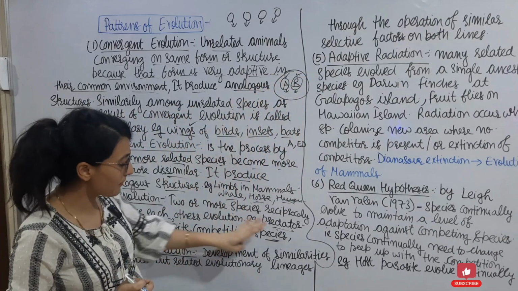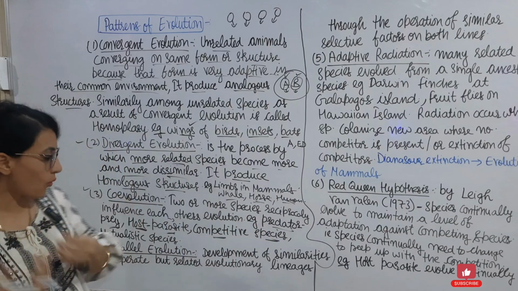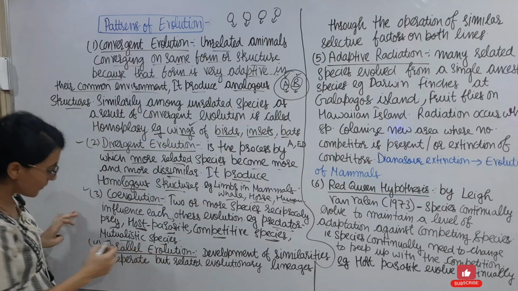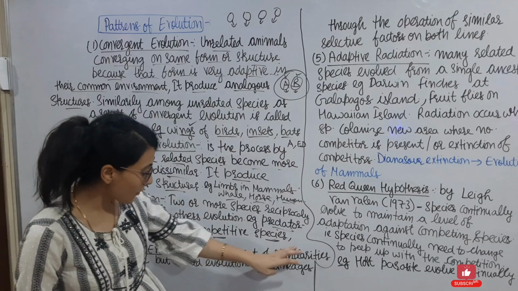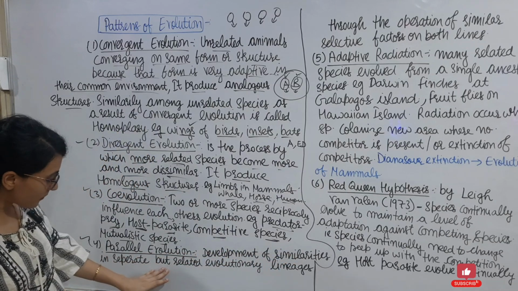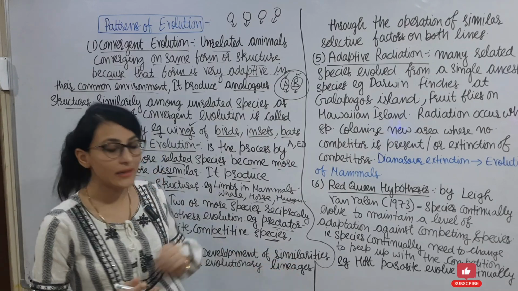So this is how the competitive species co-evolve, then the mutualistic species. Then fourth is called parallel evolution: the development of similarities in separate but related evolutionary lineages.